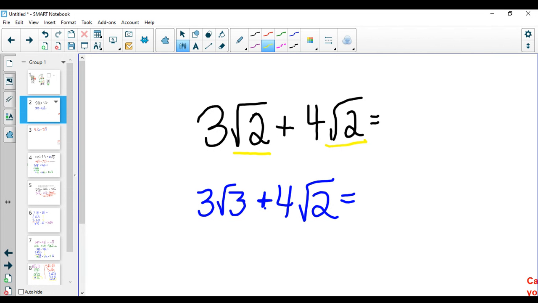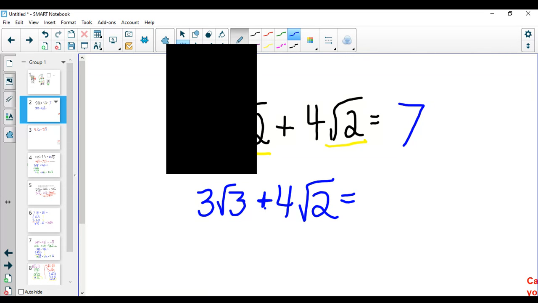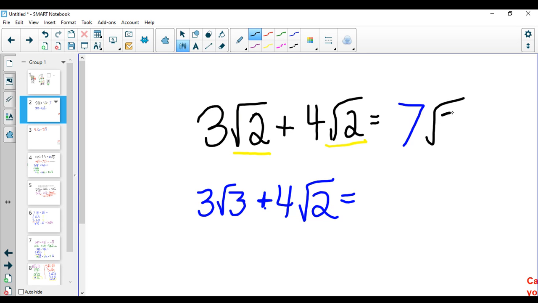So now we can combine the numbers in front. So we have 3 plus 4 is 7, and the radical 2 stays the same. It's radical 2. You do not change the number under the radical, only the numbers in front. All right, so that gives us 7 radical 2.